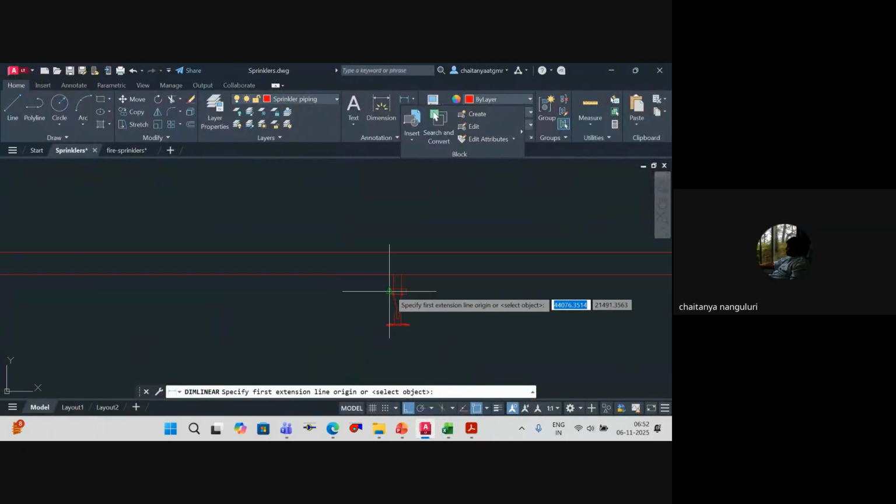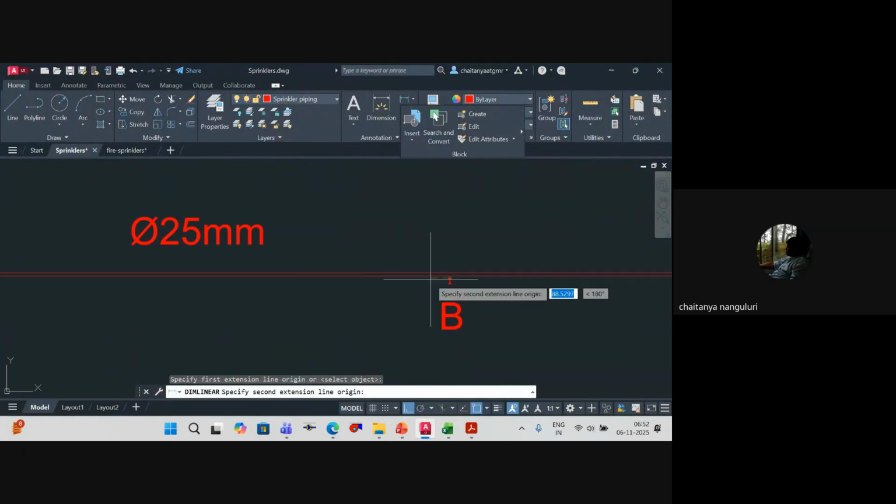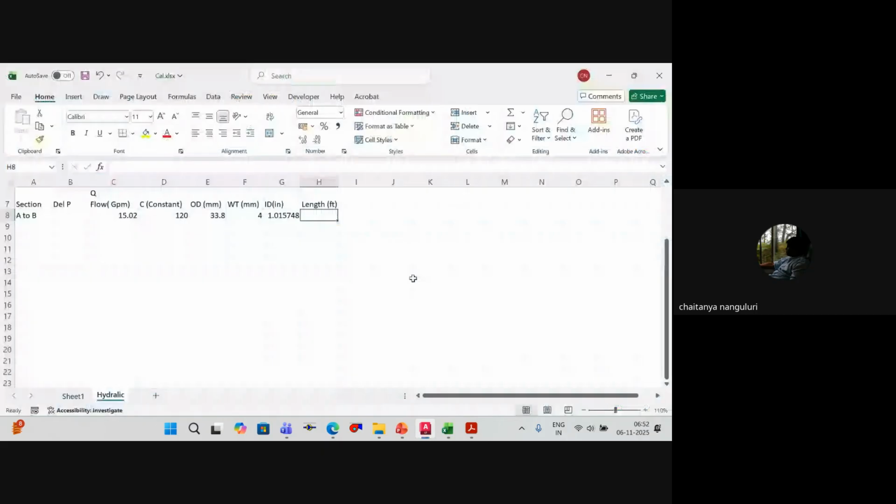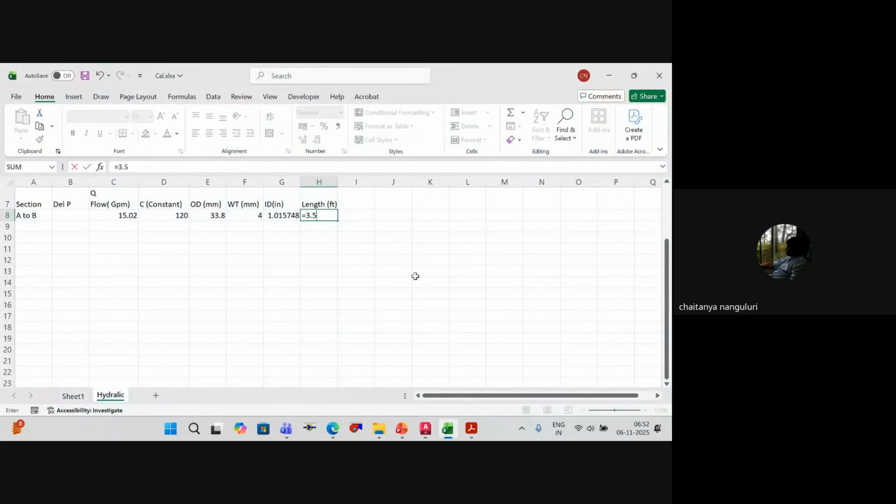Here we know the value is 3.5 meters, so that will become 3.5 into 3.28, which gives me 11.48 feet. You agree? Okay. So now we have to calculate what is the pressure drop across.